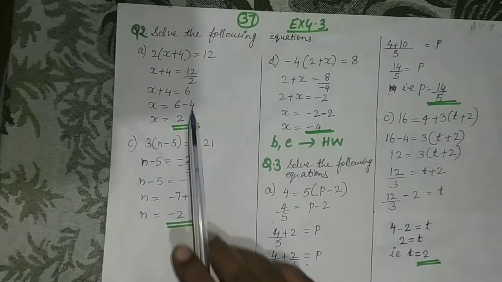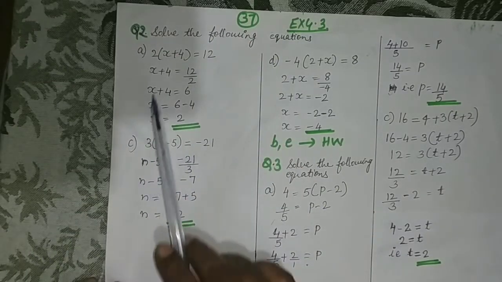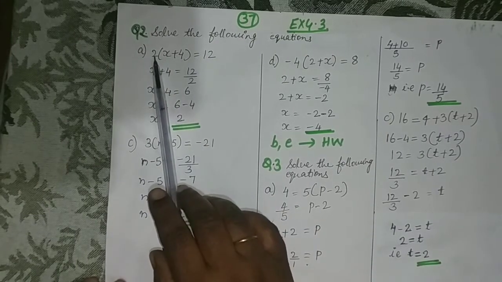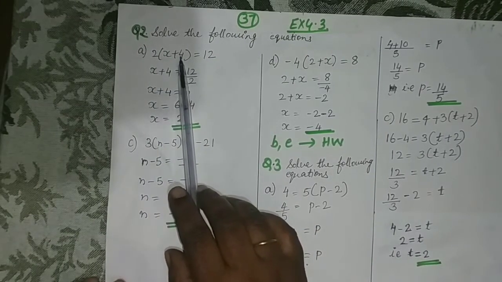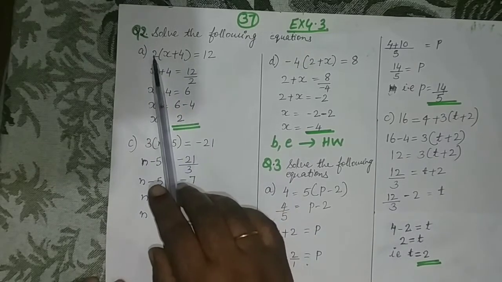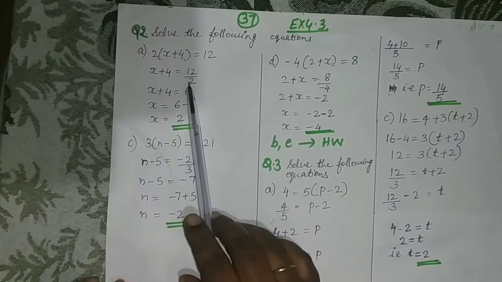Now, question number 2. Solve the following equations. A. 2 into x plus 4 is equal to 12. Here you can see in LHS 2 is multiplied by x plus 4. First of all, we are shifting 2 from LHS to RHS. Here it is multiplied. When it goes to RHS, it will divide.